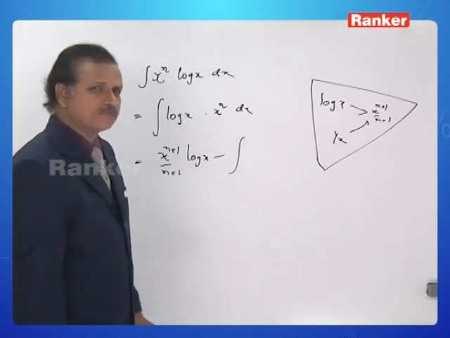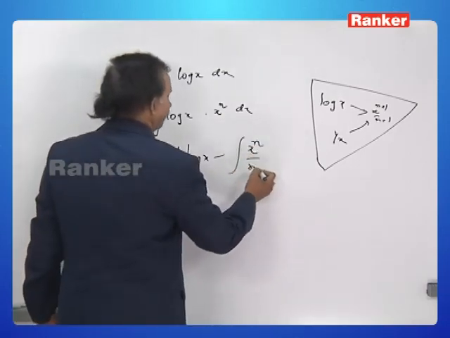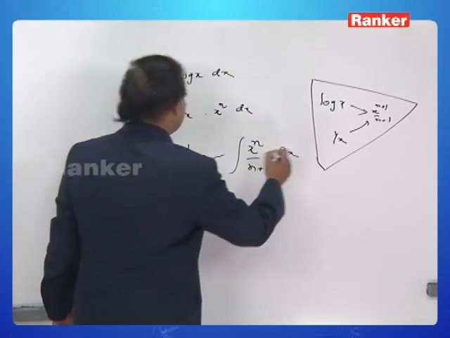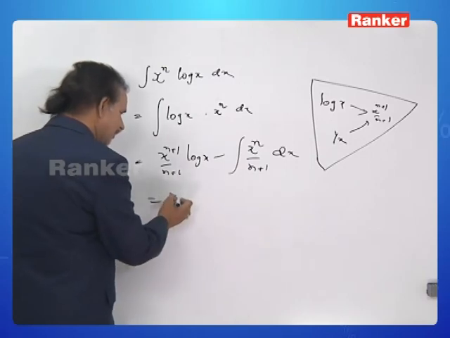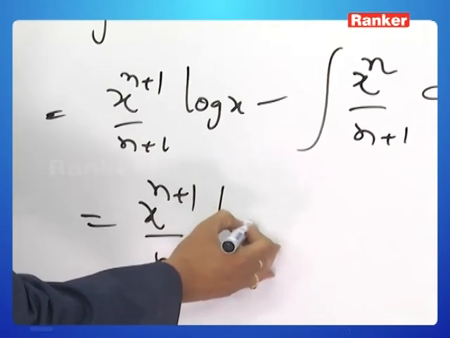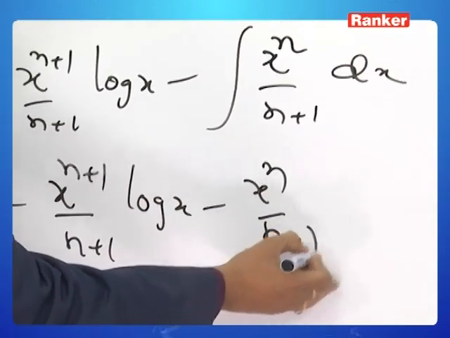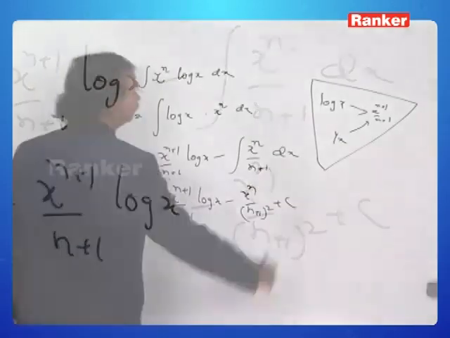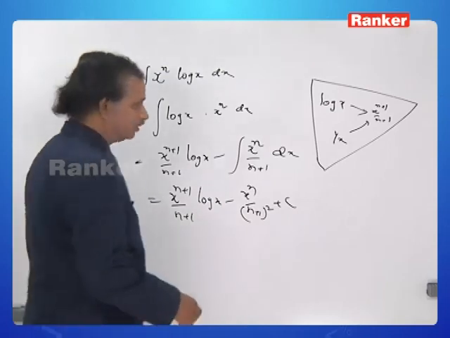What is the integral of x power n? X power n plus 1 by n plus 1. Hence it is x power n plus 1 by n plus 1 into log x minus x power n plus 1 by n plus 1 whole square plus c. This is to be remembered.